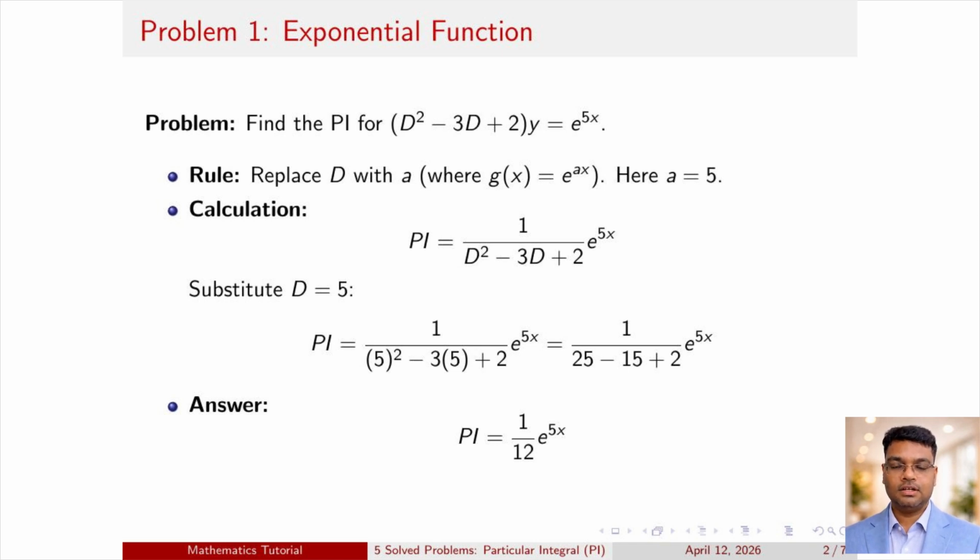Now simplify the denominator. 5 squared is 25. So we get PI equals 1 divided by 25 minus 15 plus 2 multiplied by e power 5x. Now simplify further. 25 minus 15 plus 2 equals 12. So finally PI equals 1 by 12 e power 5x.